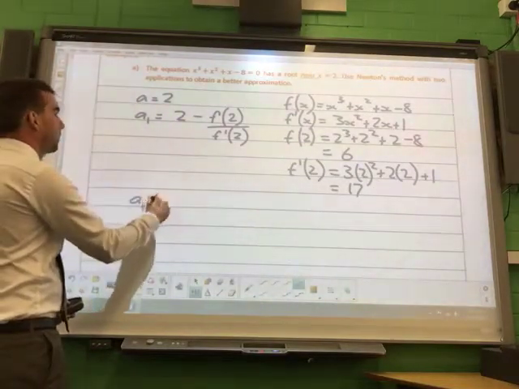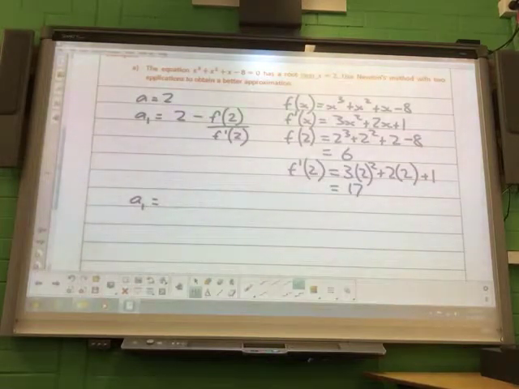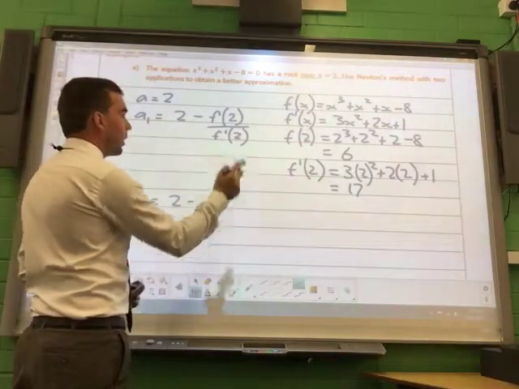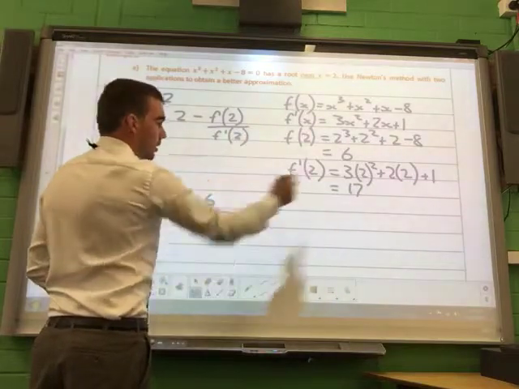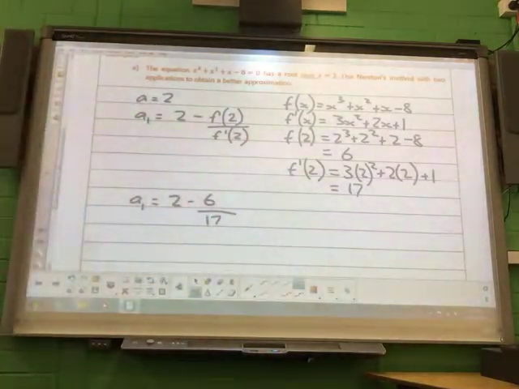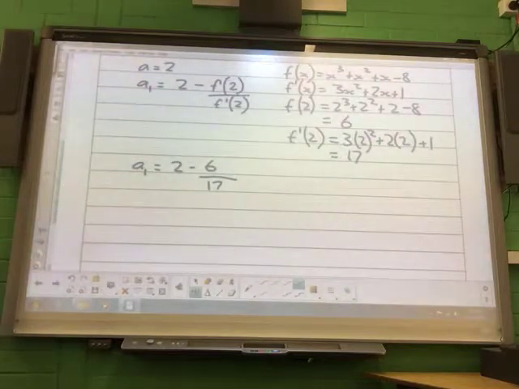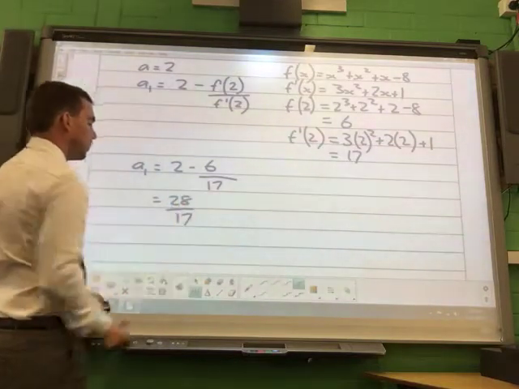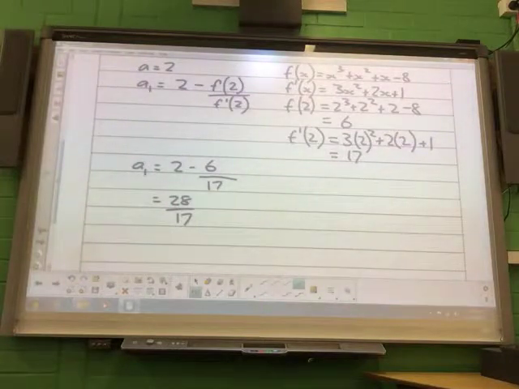So your A1 is going to be 2, take away f of 2, which is 6, over f dash of 2, which is 17. That's 34 on 17, take away 6 on 17, equals 28 on 17. It doesn't simplify any further, I think. No. So that is the x value that will give you a closer approximation to the root.